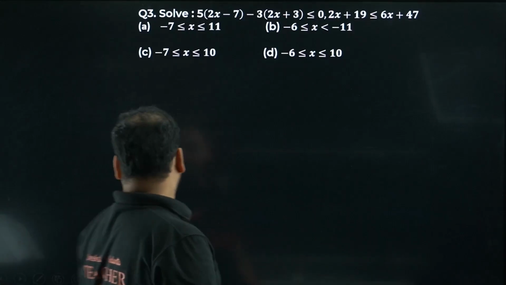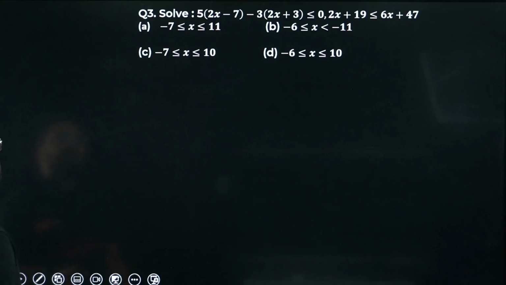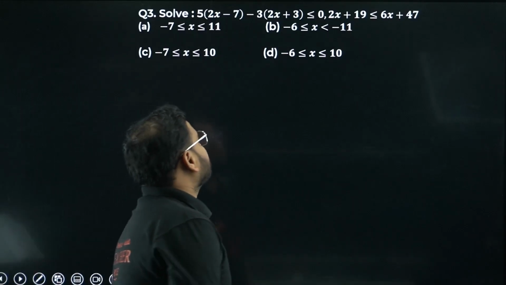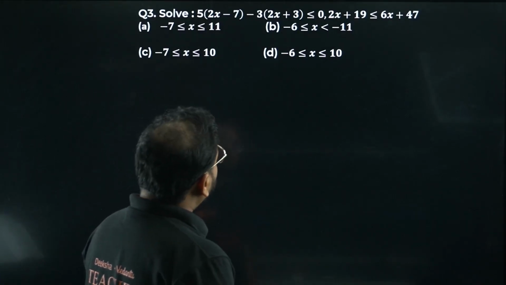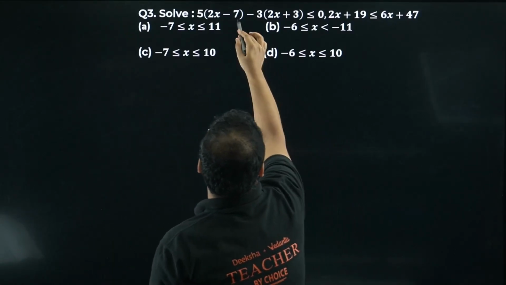Question number 3 now. I hope this is clear, right? Please check. This is clear? Okay. So solve 5 times of 2x minus 7. And 2 inequalities are there. We'll solve it separately. What I'm getting, please check. I'll solve this one first.